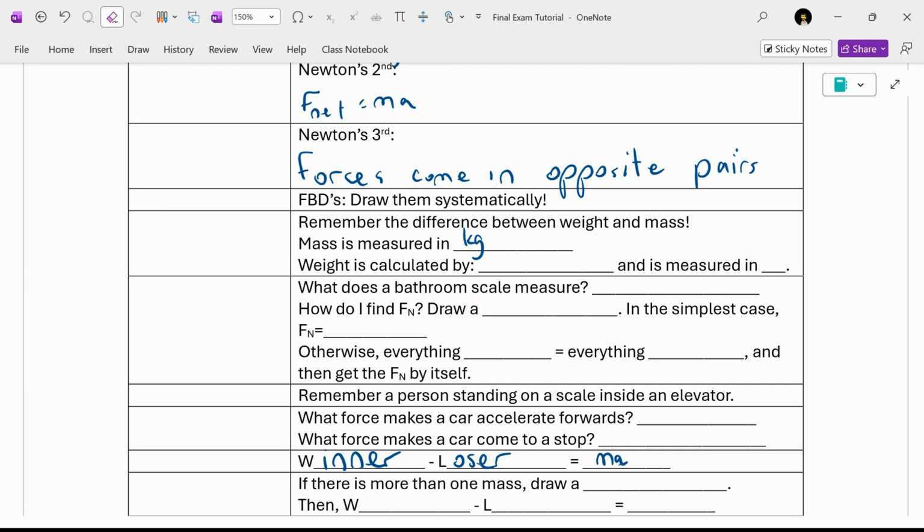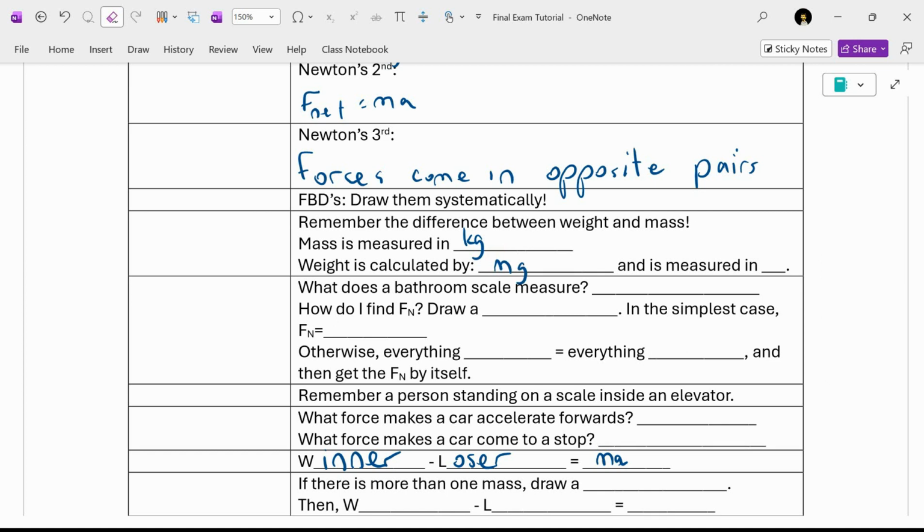How do I calculate weight? It's on your formula sheet. There's no excuse for freezing up. Charlie, how do I calculate it? mg. It's on your formula sheet.